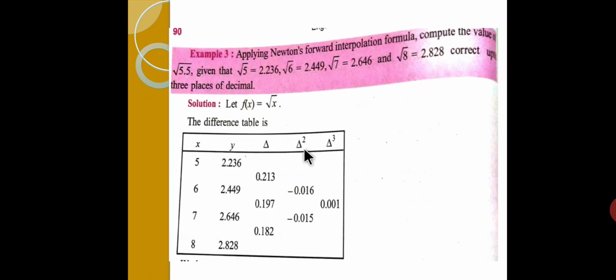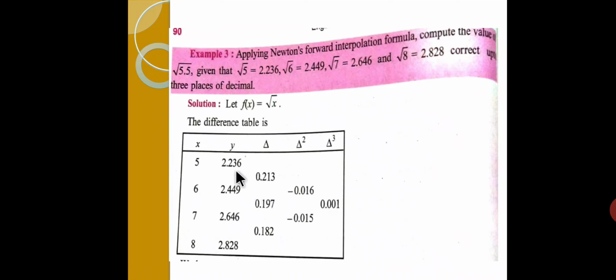So the second difference values are delta square y naught is equal to minus 0.016 and delta square y1 is equal to minus 0.015. So the difference value delta cube y naught is equal to 0.001. This is the difference table for the given data. In this, the values are y naught is 2.236, delta y naught is 0.216, delta square y naught is minus 0.016 and delta cube y naught is 0.001.